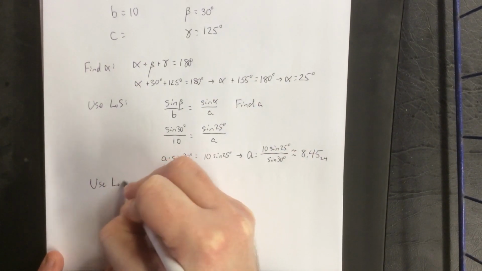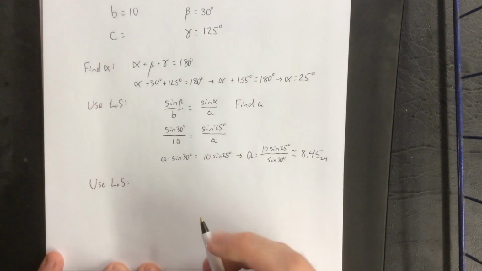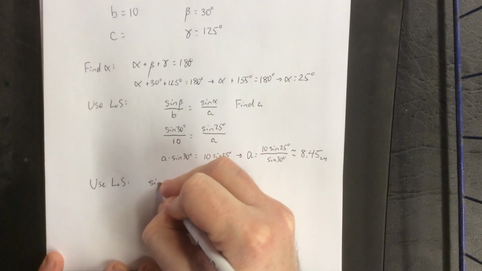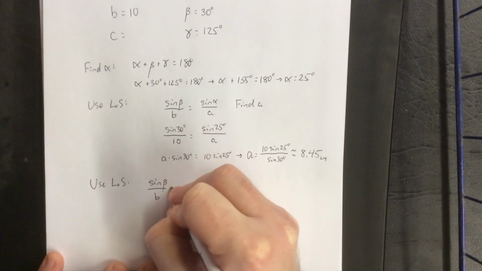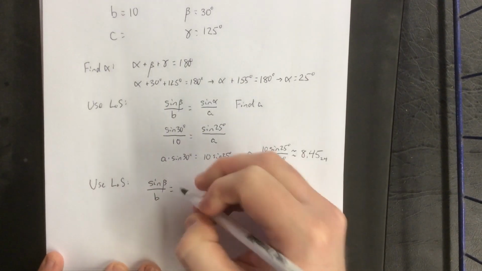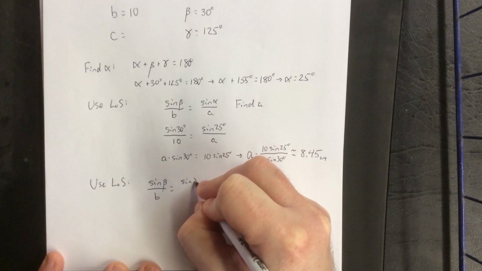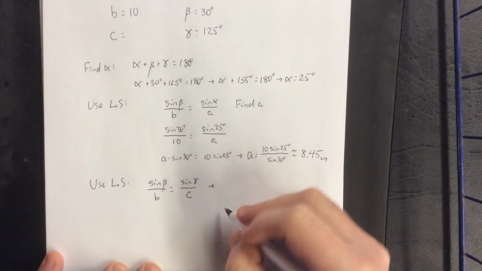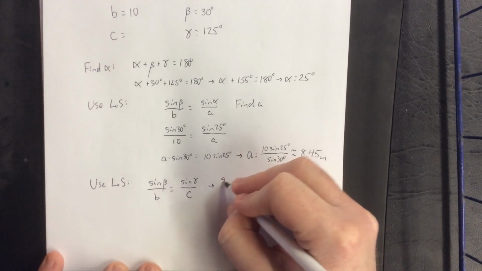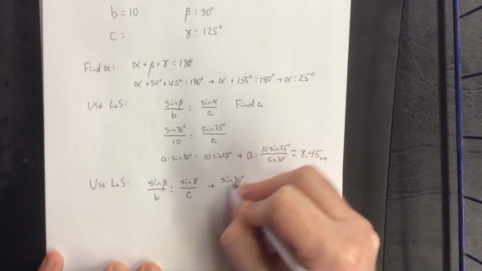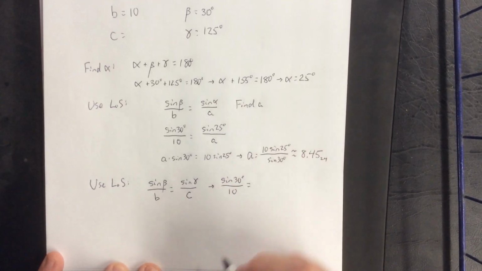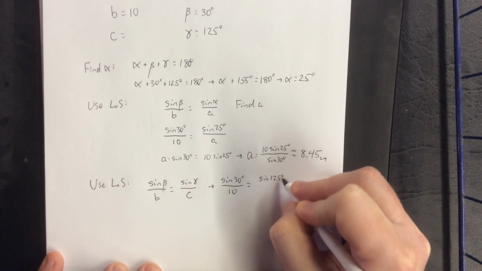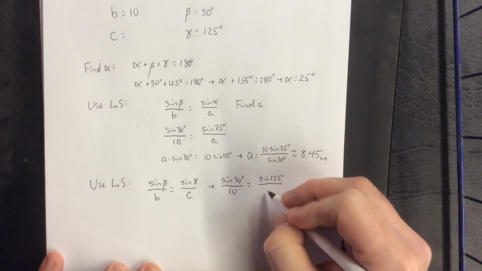The good news is we don't need to reuse A as part of our process because we could just reuse the law of sines to figure out the value of C. Once again, because we know beta and B, we'll make use of sine of beta over B is equal to, this time we'll use the form with gamma and C. So sine of gamma over C. This leads us to sine of 30 degrees over 10 is equal to the sine of 125 degrees divided by C.